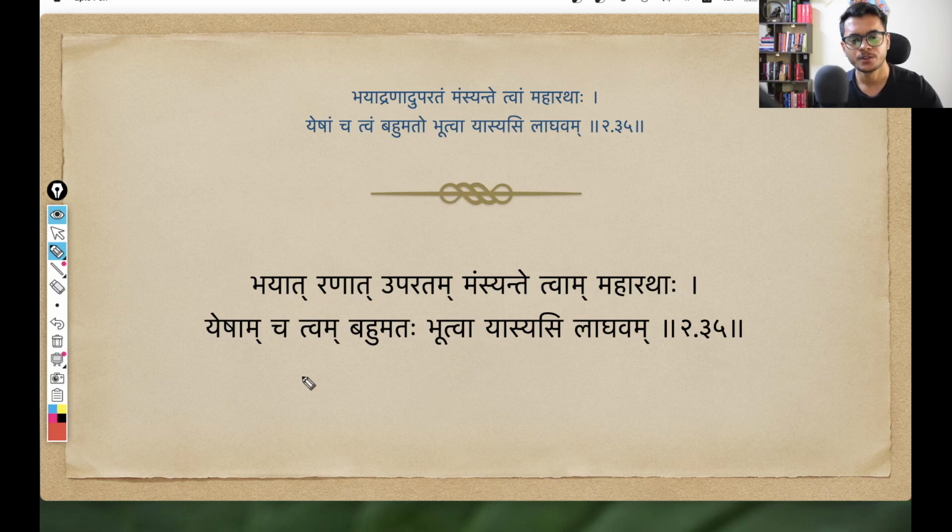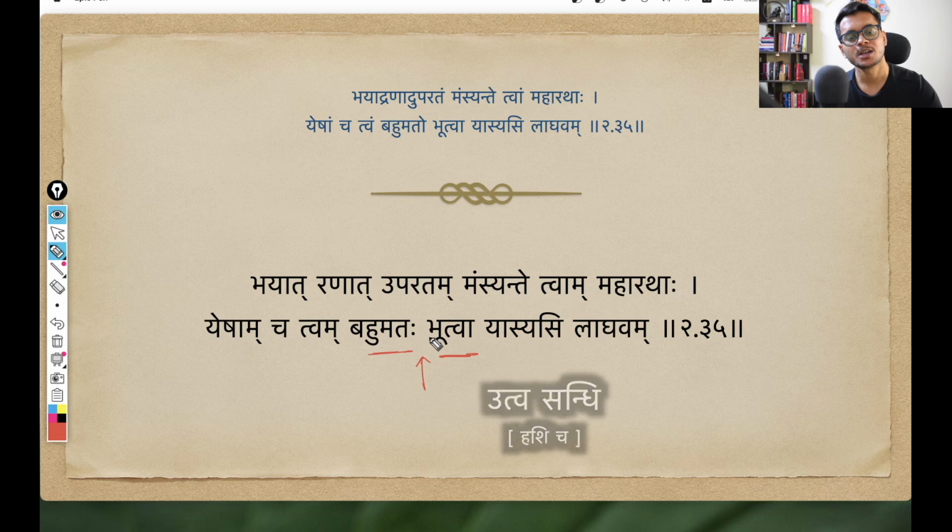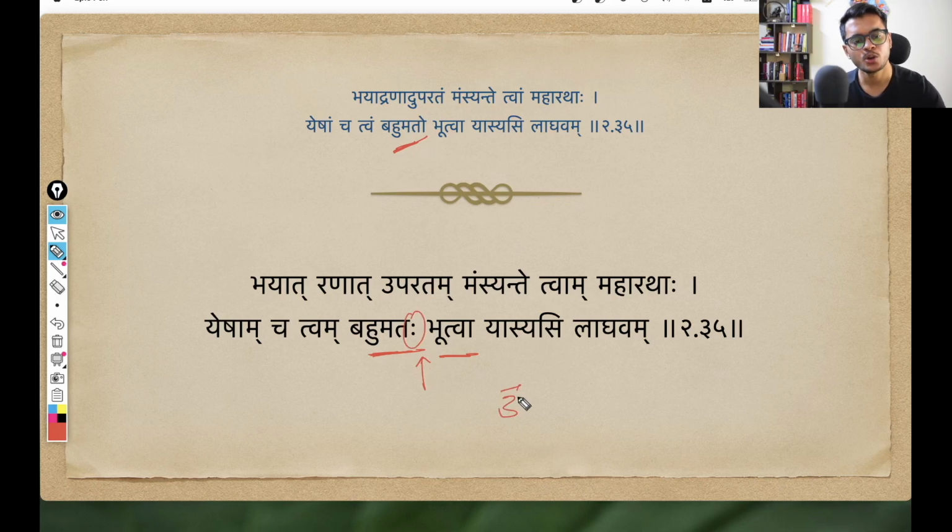Okay, and then if we move on, we see a sandhi here. And what sandhi is this? This is the ukara sandhi, utva sandhi, due to which this bahumataha is changing into bahumato. The visarga first changes into u, and then due to further modification, this u becomes o. So this bahumataha becomes bahumato, ukara sandhi, utva sandhi.